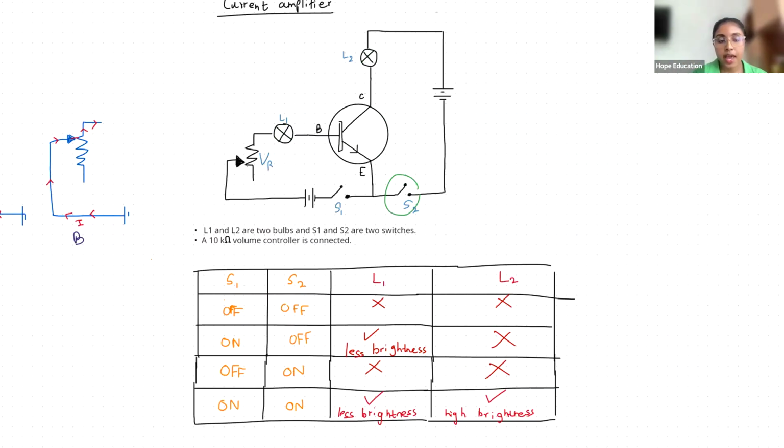Okay. And in the last one, now both the switches are on. ඒක හින්දා, both the light bulbs will light up. Both the bulbs will light up. You can see මෙයාගේ brightness එක අඩුයි, මෙයාගේ brightness එක වැඩි. Right? So ළමයි, let me introduce some terms.